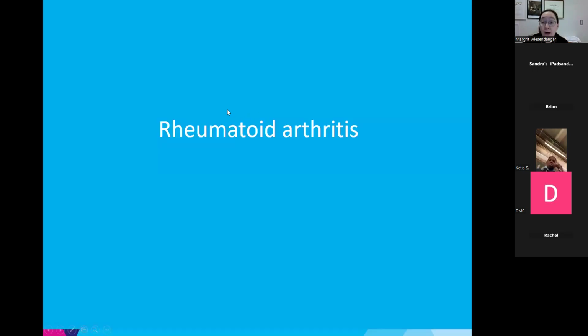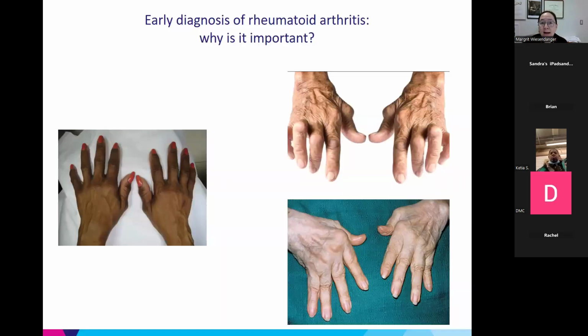So let's start with the most common type of inflammatory arthritis, which is rheumatoid arthritis. It affects 1% of Americans, so it is the most common autoimmune condition. It can be missed early on, or it may not be easy to pick up. The reason it's so important to diagnose it early is because if it's not recognized early and is allowed to continue and produce inflammation, it can result in deformities of the joints and make it more difficult to use one's hands and feet, etc.